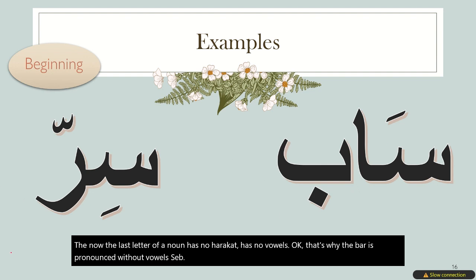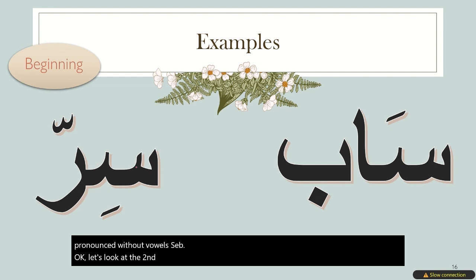Okay, let's look at the second word. Again, the three teeth connected to a letter after this letter is ra. Ra. Okay, that one that's pronounced like the Spanish R. The vowel or the haraka below sin is kasra, so it's pronounced like C, C.